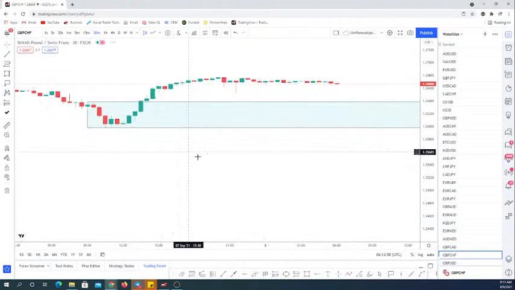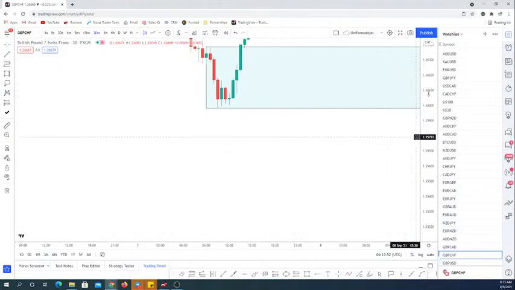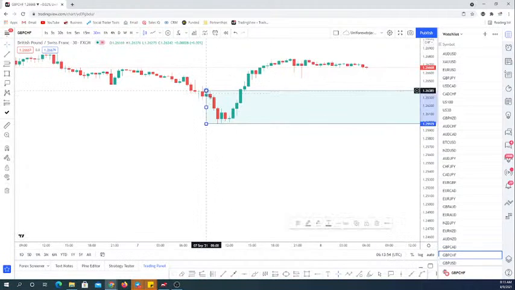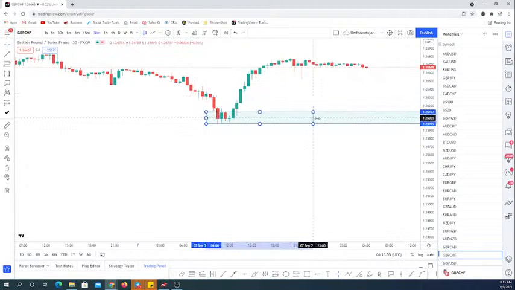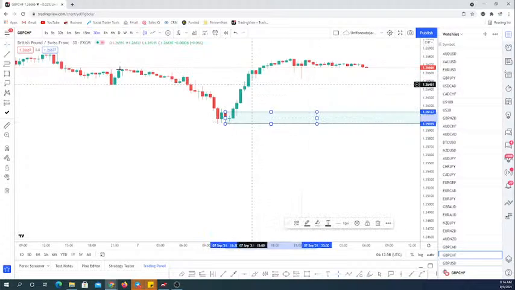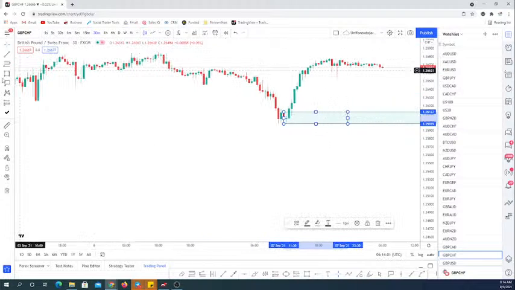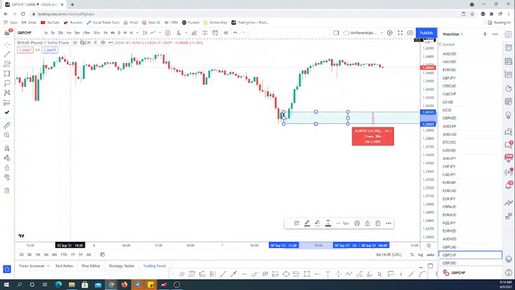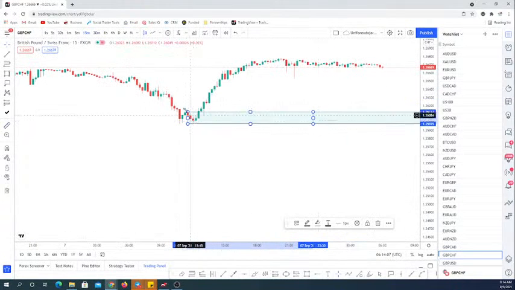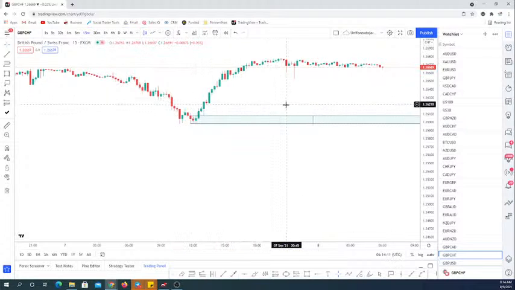And then if you drop down to the 30, see how it behaves. We'll probably get a nice entry at these levels here. And let's just see how many pips there are. 15. So probably I'm going to have to tighten it a bit more. There we go. I think that should be decent enough.